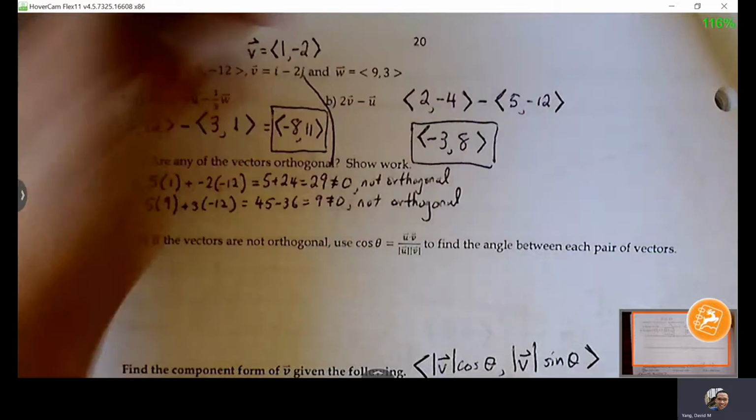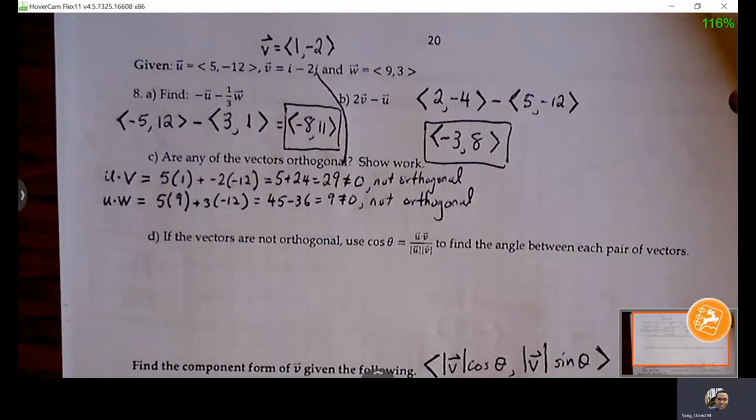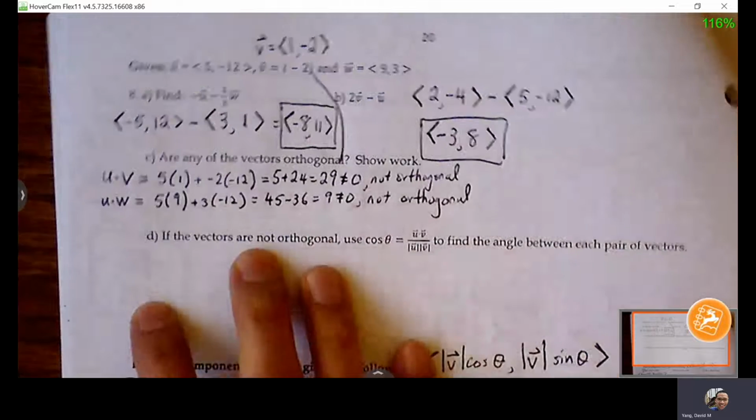Again, orthogonal means that two vectors are perpendicular, right? So if it's not equal to 0, that means we know it's not perpendicular.